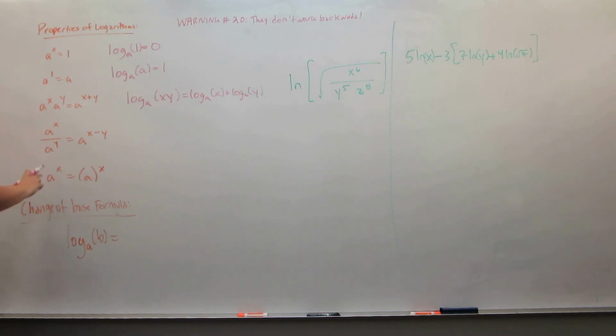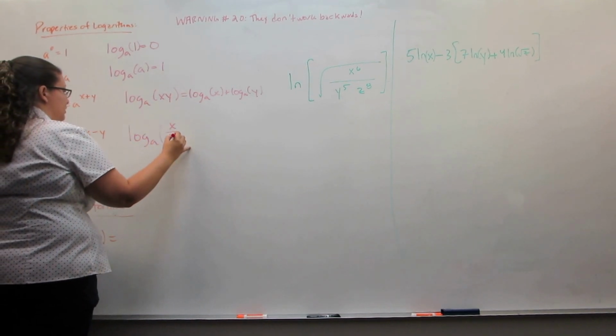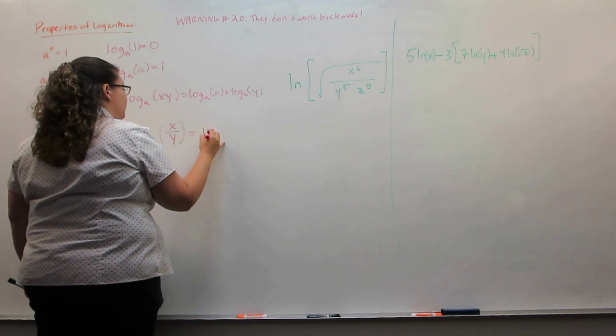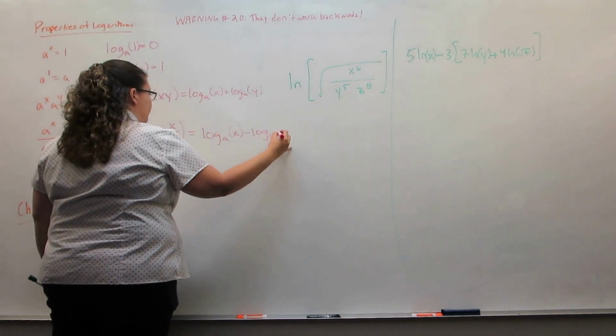Now, properties of exponents, when we're dividing, we turn to subtraction. So the corresponding property of logs, when we're dividing inside, turns to subtraction outside.